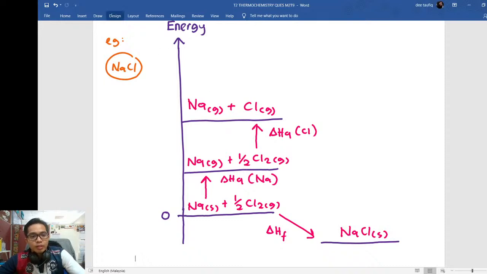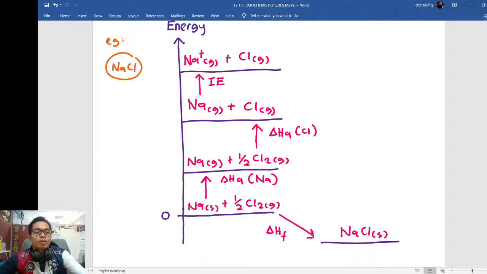Right. And then after our elements become atoms, then we can change them into ions. So what we're going to do is from Na gas, we're going to proceed with ionization energy to produce Na plus gas. So it becomes a positively charged ion. Cl kita belum ubah. So biarkan sebagai Cl sahaja macam ni. Okay, settle.